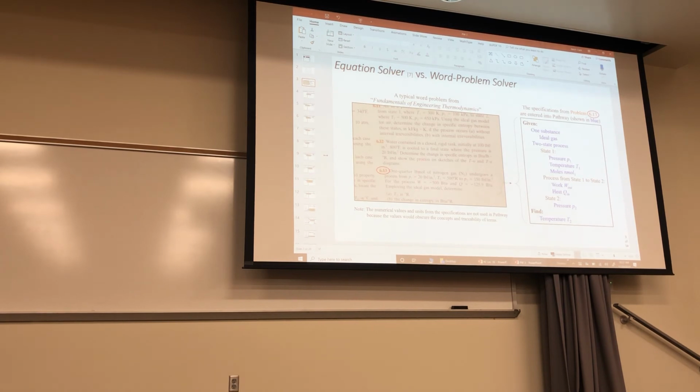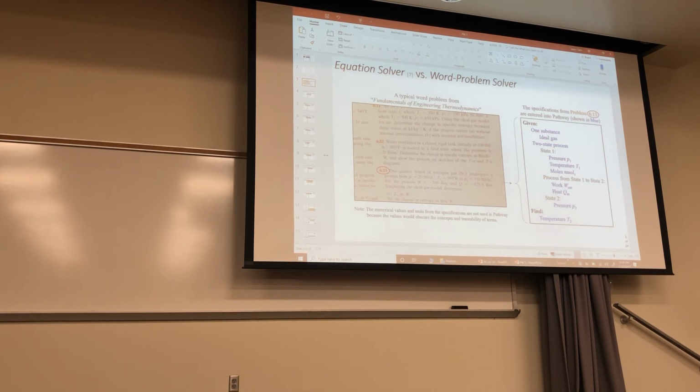You have a substance, it's an ideal gas. You have two states, state 1 and 2. You're given some pressure, temperature, and number of moles. You're given the work and heat for that process. And then you have this state, this pressure, state 2, and they're asking you to determine the temperature.